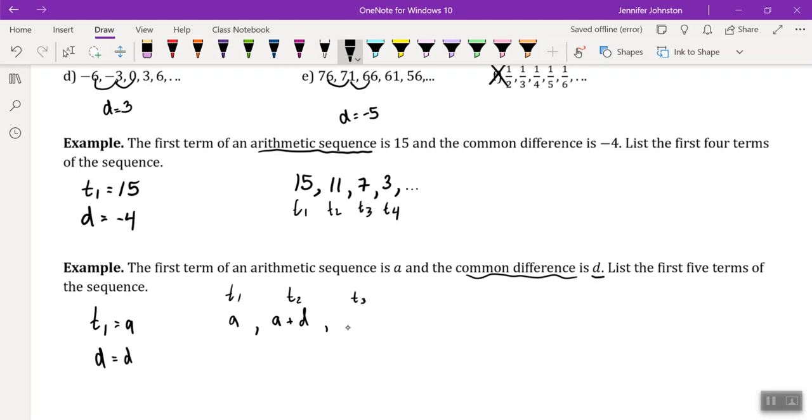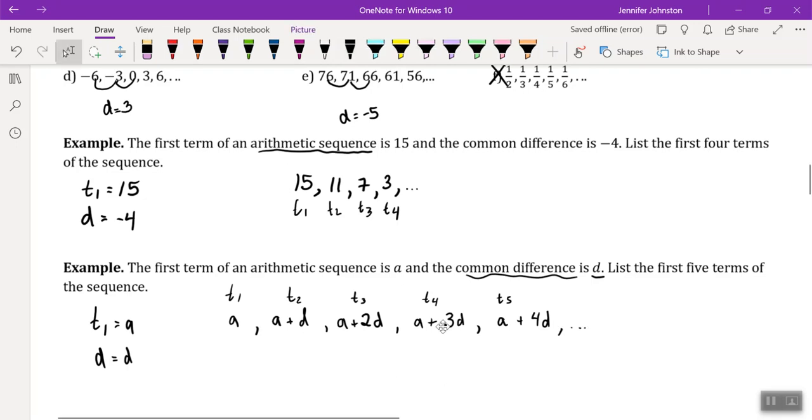T3. So for T3, we add on a D, and then we add another D. If we add another D, that means we have 2D. Our term 4 is going to be A plus another D added onto it. We get 3D. And term 5, we're going to have A again plus 4D. And so on. It keeps on just going on and on, but we only have to list the first 5 terms.